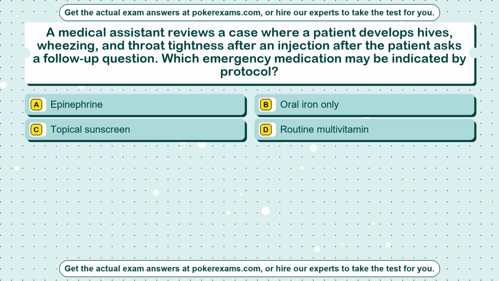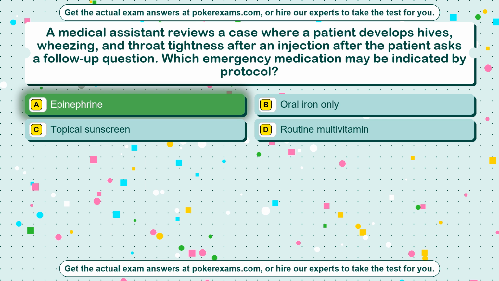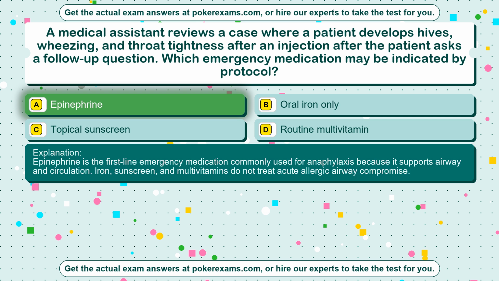Option A. Epinephrine. Option B. Oral iron only. Option C. Topical sunscreen. Option D. Routine multivitamin. The correct answer is option A. Epinephrine. Epinephrine is the first-line emergency medication commonly used for anaphylaxis because it supports airway and circulation. Iron, sunscreen, and multivitamins do not treat acute allergic airway compromise.